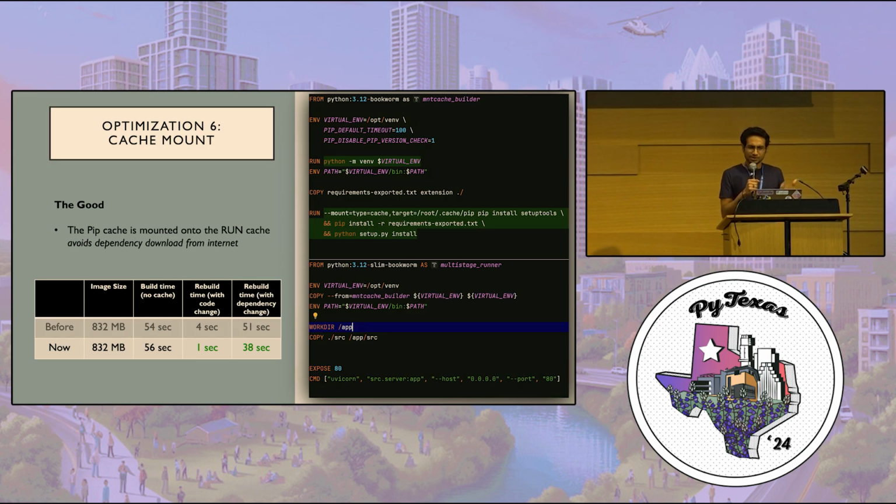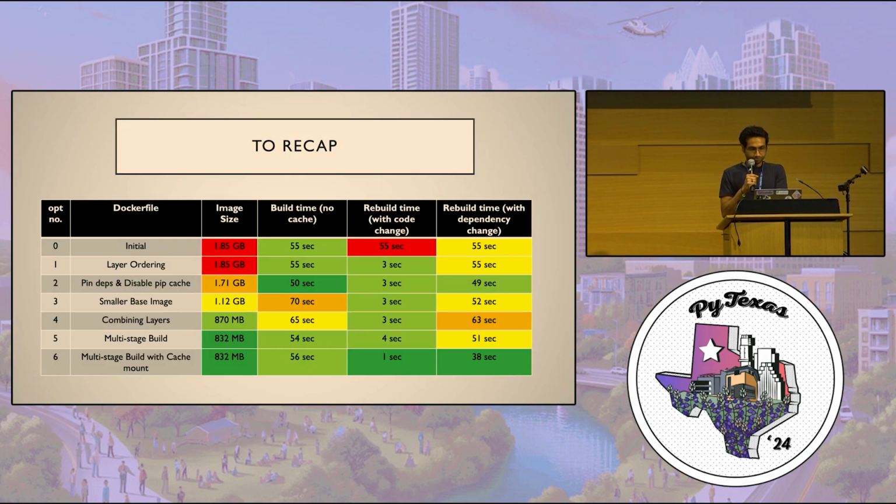And now the performance looks something like this. We have the image size. Image size is still the same, but the rebuild time has decreased a lot, and the rebuild time with any dependency change has decreased, and that's only because we don't have to download any packages every time from the web. Okay. All right.